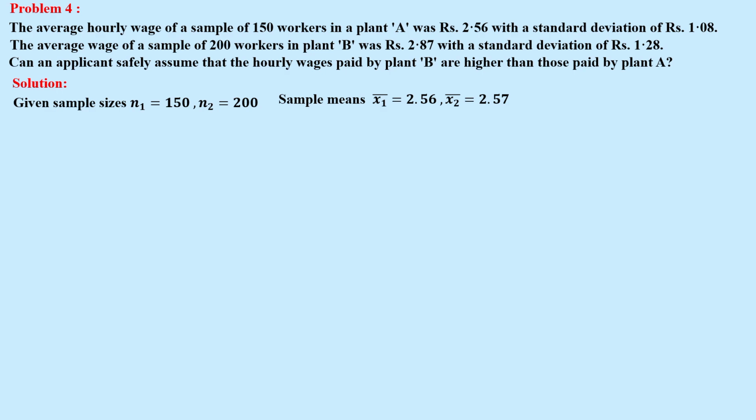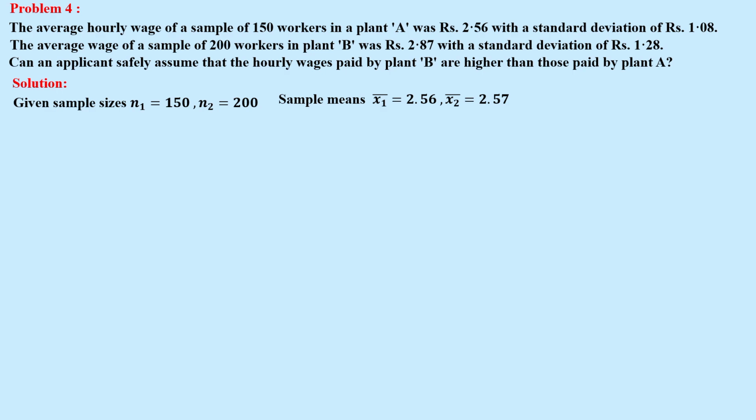First part, that is 150 workers they are taking as a sample and asking for the hourly wages: the average is 2.56, and the deviation is 1.08. Next they are going to part 2, the second building in that factory. So they are asking for 200 workers, sample is 200, then they get the average 2.87, that is hourly wages, right? Deviation is 1.28.